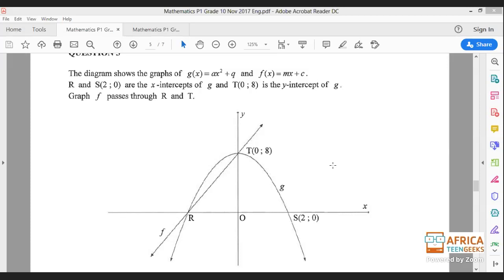Then you divide by 2 on both sides. Therefore, you're going to have negative 4 is equals to a squared.